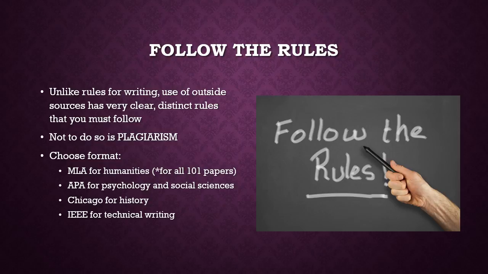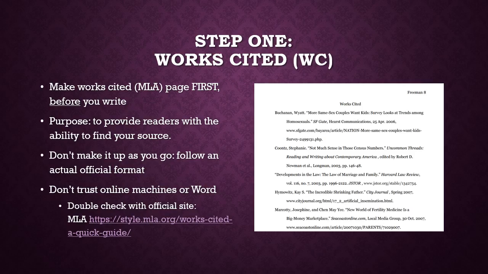The first thing you want to do, of course, is figure out which citation style, which format you need to follow. In this course, for 101, we'll be using MLA the whole time. APA is used for psychology and the social sciences, so if you're watching this for my 201 class, then this would be something we'll also do. Chicago is used for history, IEEE is for technical writing, and there are several more. There are a lot of different styles, so you need to know your discipline and need to know what kind of citation style they use in your discipline, because they're all different.